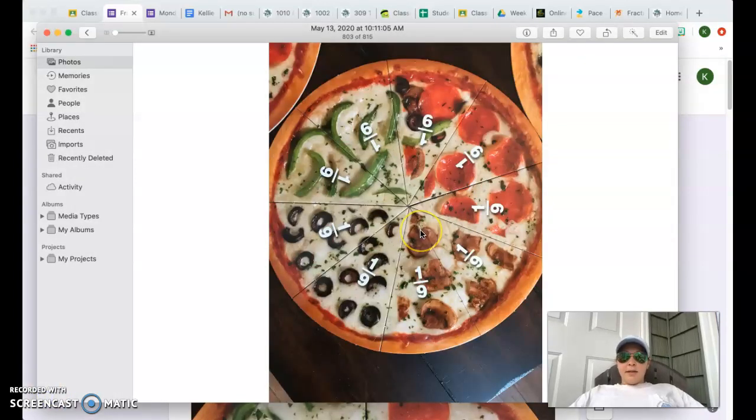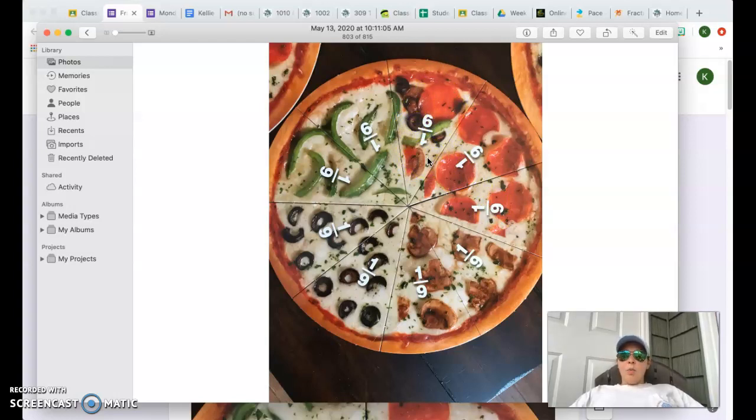And then back to the basics, we see this pizza is cut into 9 pieces. 1, 2, 3, 4, 5, 6, 7, 8, 9. That means this pizza is divided into ninths. 2/9 have mushrooms only. 2/9 have black olives only. 2/9 have green peppers only. 2/9 have pepperonis, and 1/9 has everything on it.